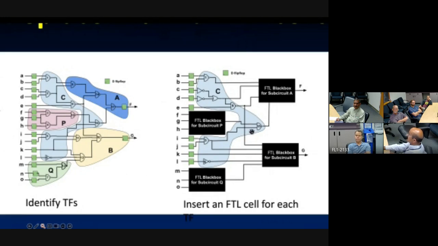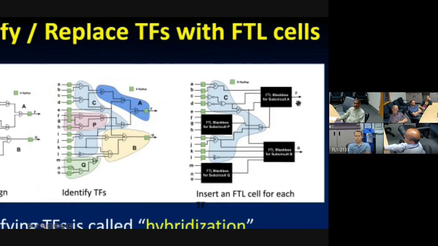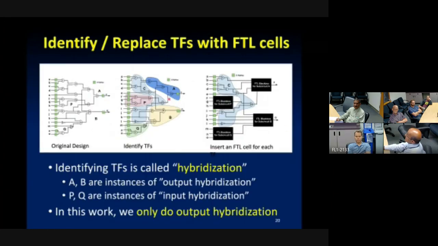And then all we're left with is this traditional design C, which we'll re-implement because the black boxes are faster. So this is essentially what we do. The identifying of outputs, which are threshold functions, we term as hybridization. So A and B are instances of hybridization at the output.